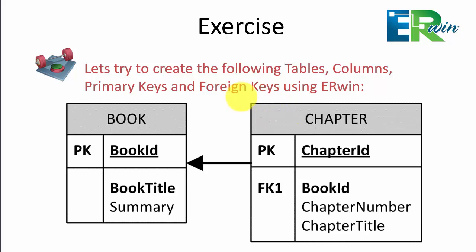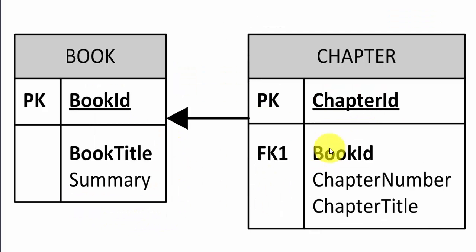So let's start a simple exercise in Erwin. We want to create these two tables, a book table and a chapter table. You see it a little bit larger here. So the book table has a primary key called book ID and some columns, and the chapter table has a primary key, chapter ID, and it has a foreign key linked to the primary key in the book table, and it has an additional 2 columns, chapter number and chapter title.